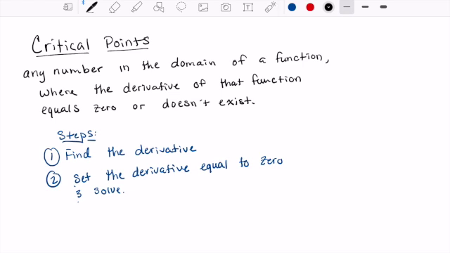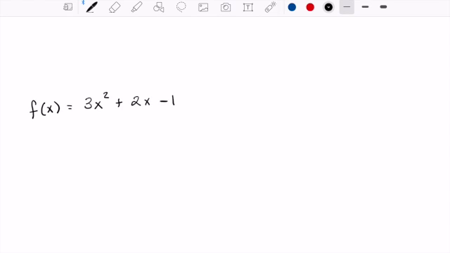So going ahead, let's look at example number 1. We have f of x equals 3x squared plus 2x minus 1. What I want to do is just do my two simple steps. Step 1, I want to take the derivative. So when I take the derivative of this function, we wind up with 6x plus 2. And then step 2 tells us to set the derivative equal to 0 and solve.